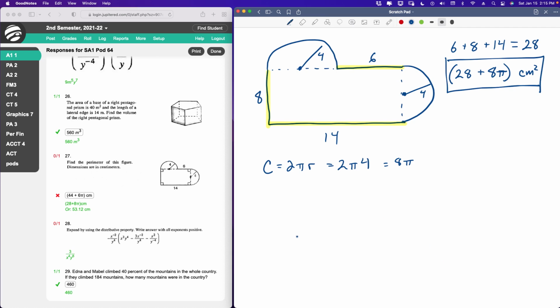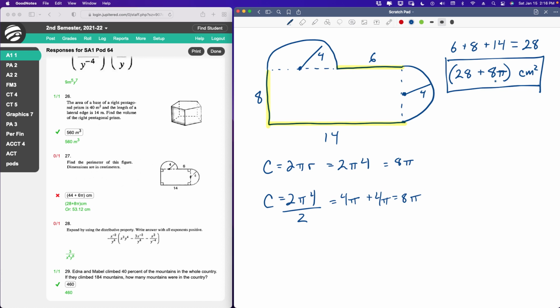Now, if you had said, okay, this is a half circle and this is a half circle, you could have said 2 pi 4 divided by 2, and you would have gotten 4 pi for this circle. You would have done the same thing. You got 4 pi for this circle, and you just said 4 pi plus 4 pi is equal to 8 pi. Either way you did it, it's still the same. Same answer.